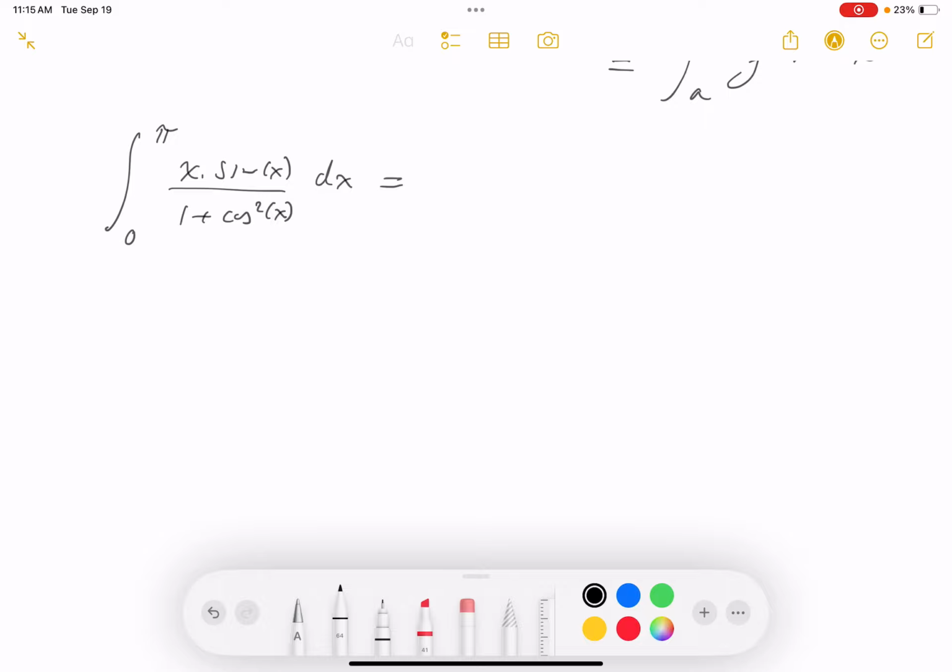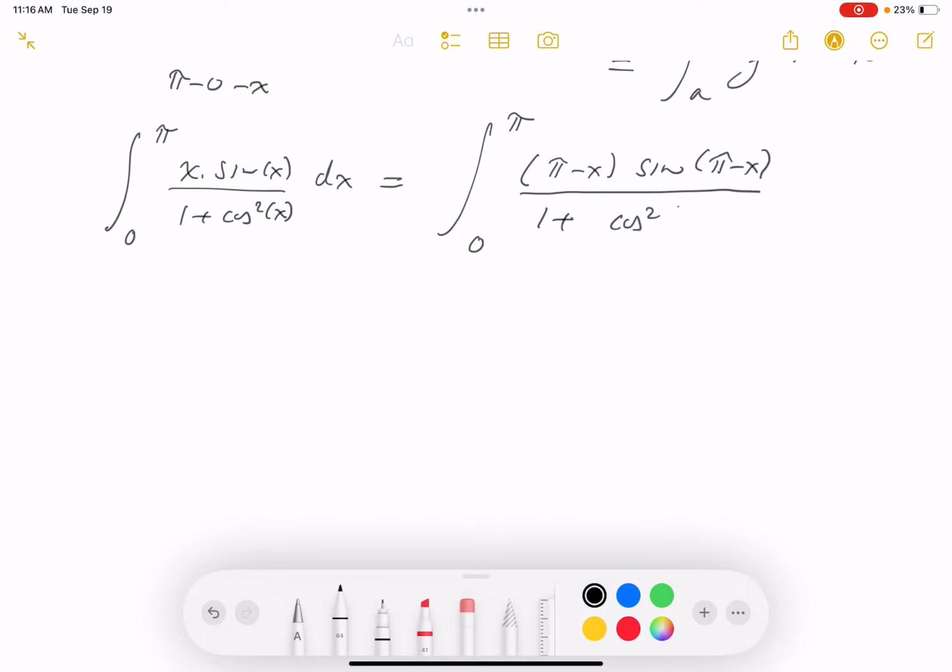Well, let's put King's rule down. So I get 0 to pi, and then I'm going to plug it in. This is the function f, and what do I write down? I'm going to write down pi minus 0 minus x, which is just simply pi minus x. So we'll put this over here: sine of pi minus x. What goes on the bottom? 1 plus cosine squared of pi minus x dx.